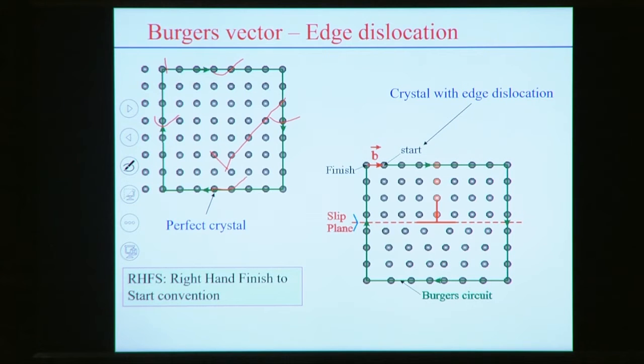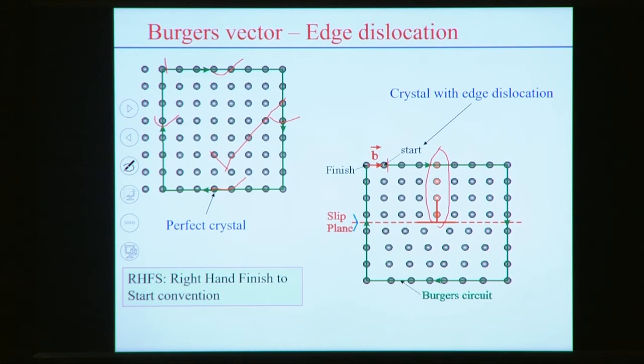We are making this closed circuit. Now if there is an introduction of one extra plane of atoms, here if you see, this extra plane of atoms disturbs the regular arrangement, or disturbs the perfect crystal structure. So in this case, we follow the same circuit that we considered for the perfect crystal.